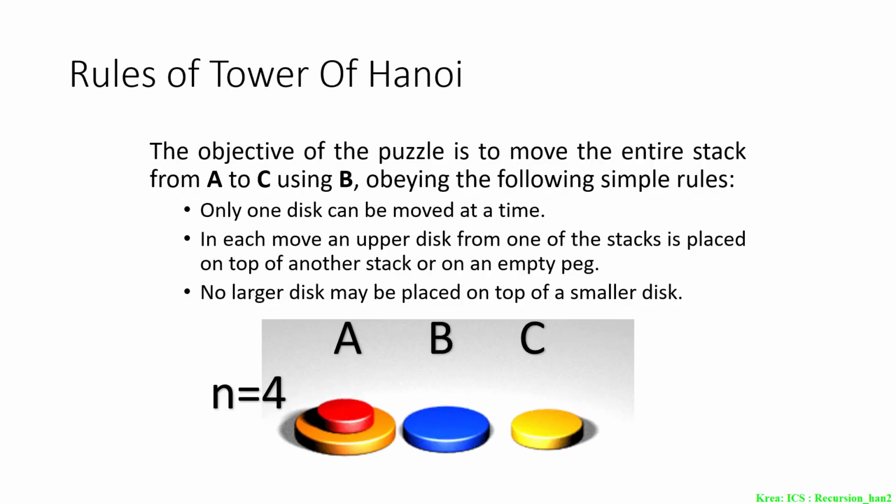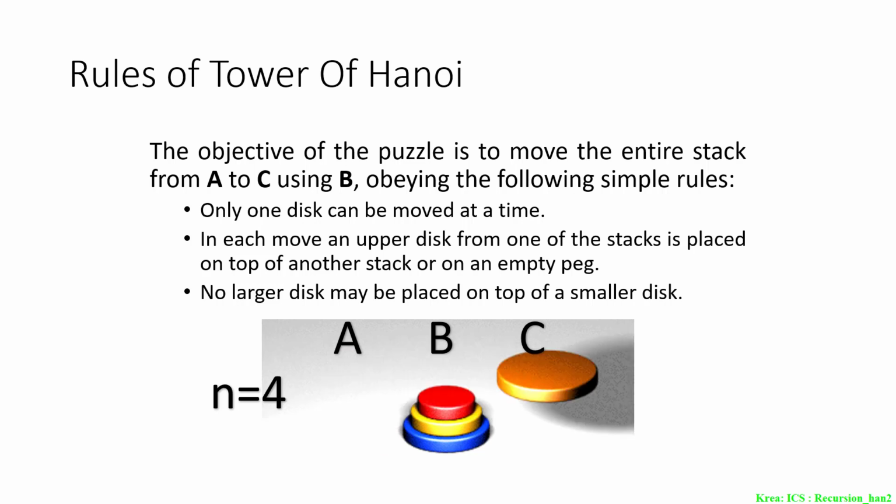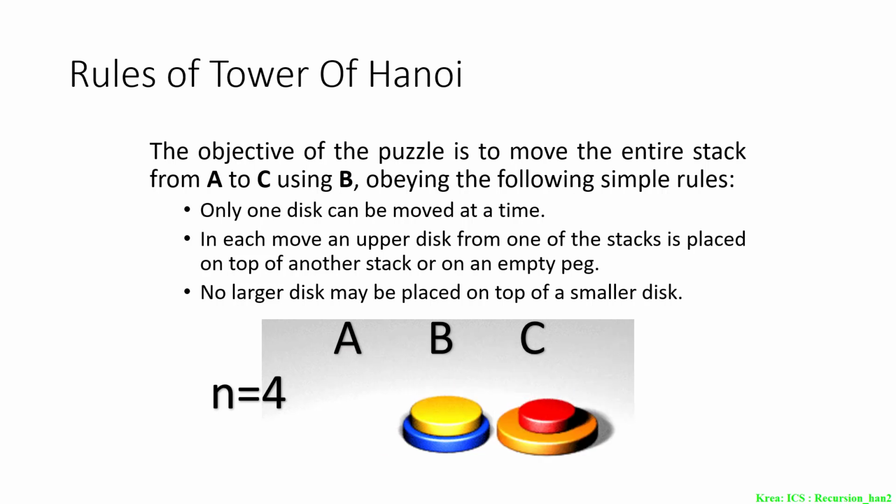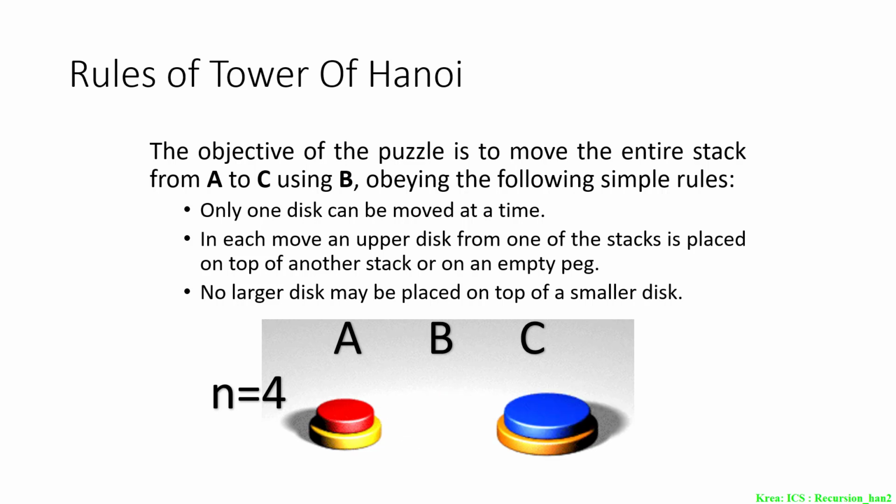Now the rules of Tower of Hanoi are quite simple. You can move only one disk at a time. The disk has to move from the top of the stack onto the top of another stack or an empty peg. And no larger disk may be placed on top of a smaller disk.